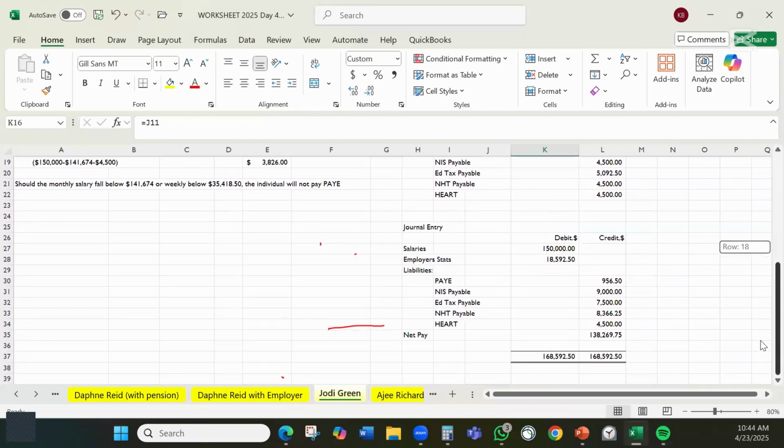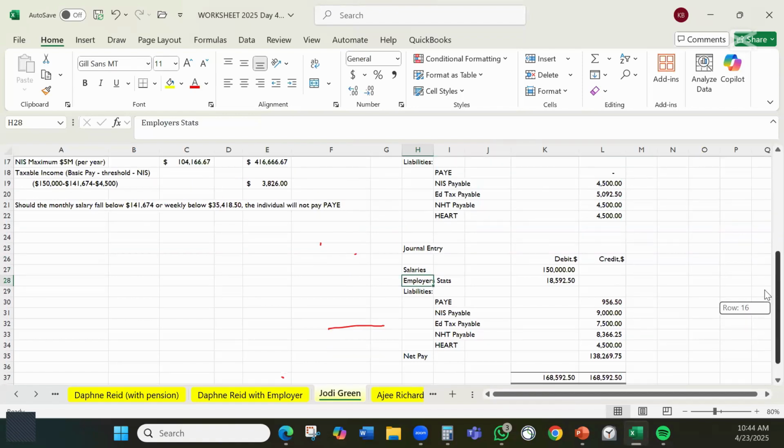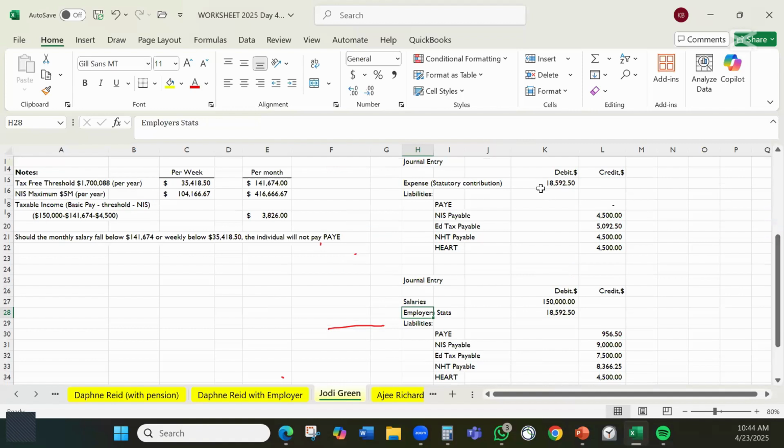And then we go down here now, and this is where we look at the total salaries that were earned, because it's the entire amount that's an expense, not just the piece that you pay over to the employee. So it's the entire $150,000 which goes to your salaries expense. The employer statutory contribution, which you pay over to the government on behalf of the company, is an expense as well.